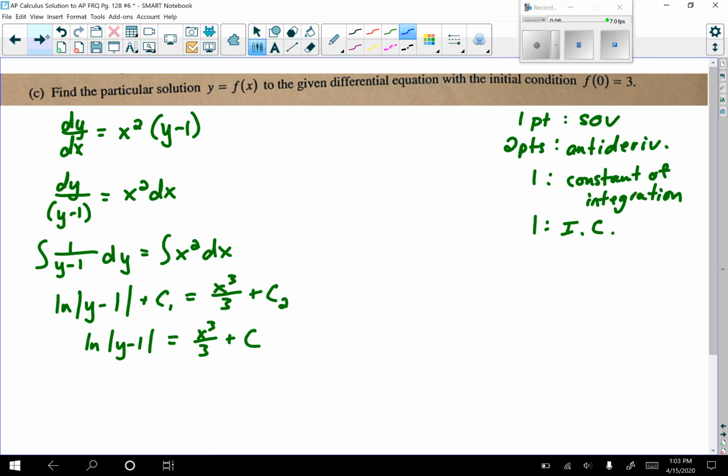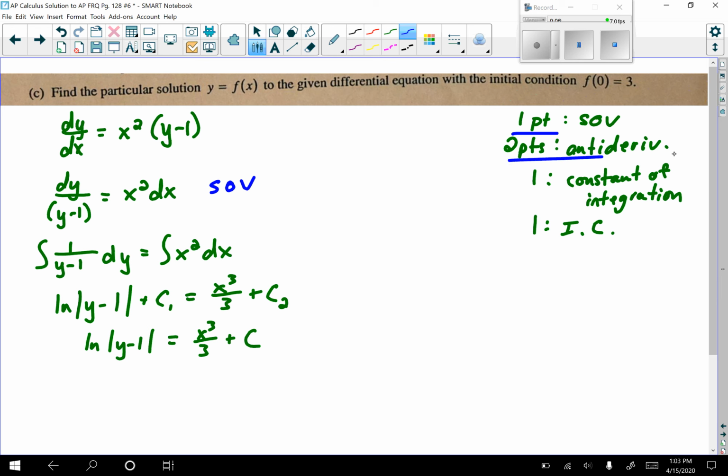All right, now for part C, we are asked to find a particular solution. So I have some of this work already written out. You get 1 point so far. So we're starting with the differential equation. You get 1 point right here for the separation of variables. You get 1 point there so far. And then to find the antiderivative is 2 points.